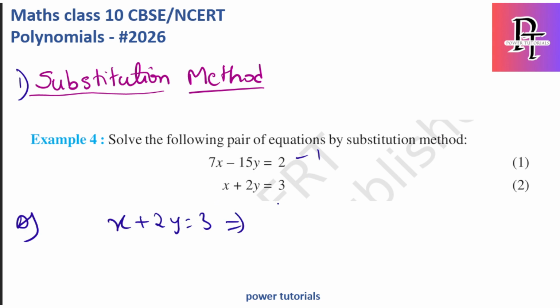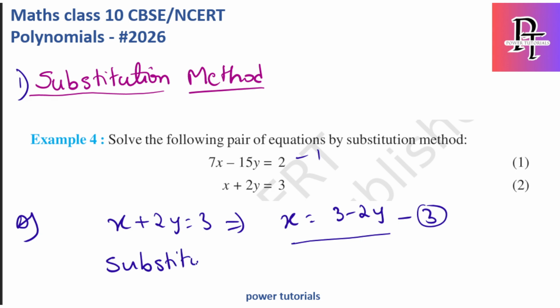If I write x on one side and the others on the other side, then x is equal to 3 minus 2y. Mark it as 3. Now substitute this x value in the first equation. So I'll write: substitute x value in 1. This is 1. Just substitute the x value, which is 3 minus 2y, here.